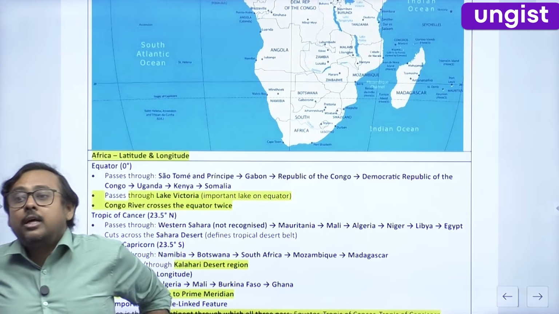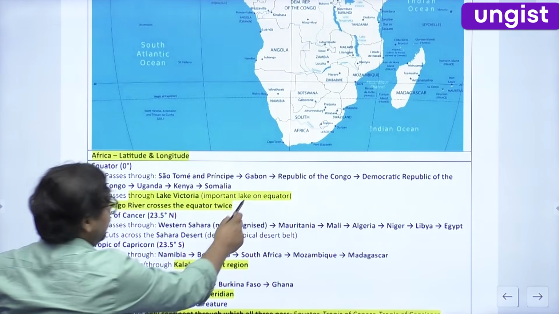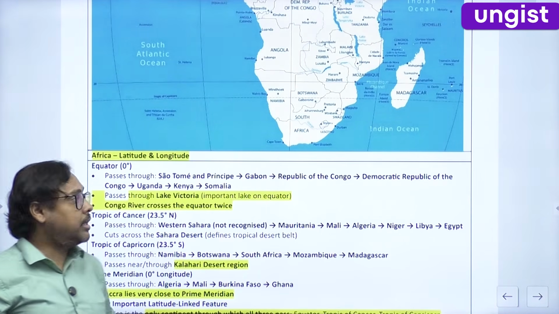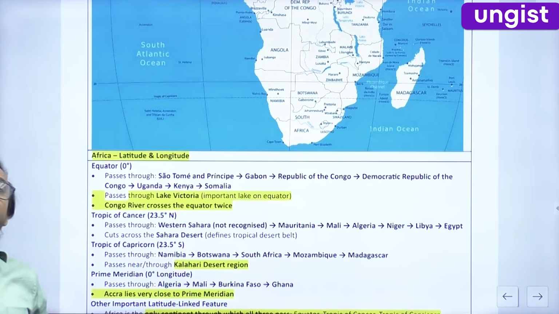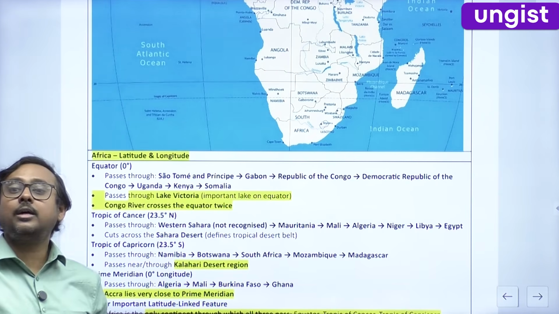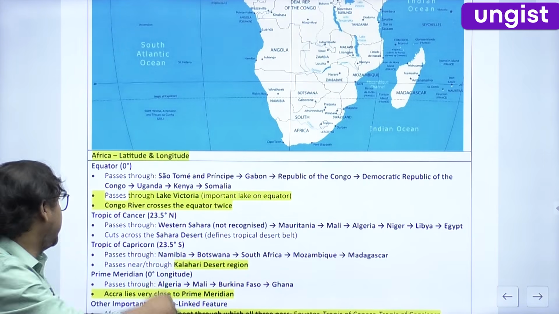Gabon is known for what? It's part of what? OPEC, right? Gabon is an OPEC country. Republic of Congo is an OPEC country. Democratic Republic of Congo is not an OPEC country, but it is known for what? Largest deposit of cobalt. Excellent, right?